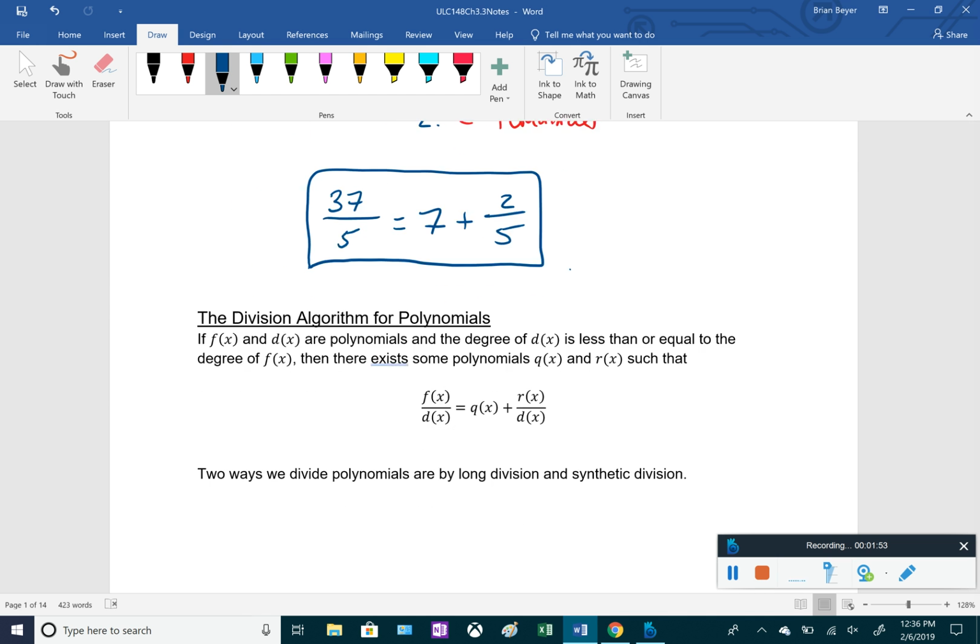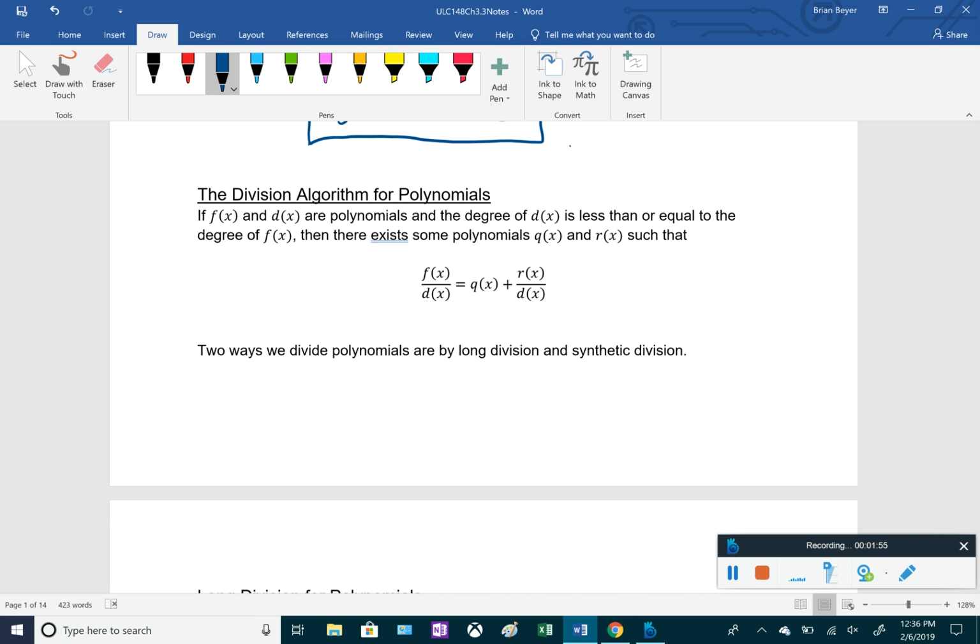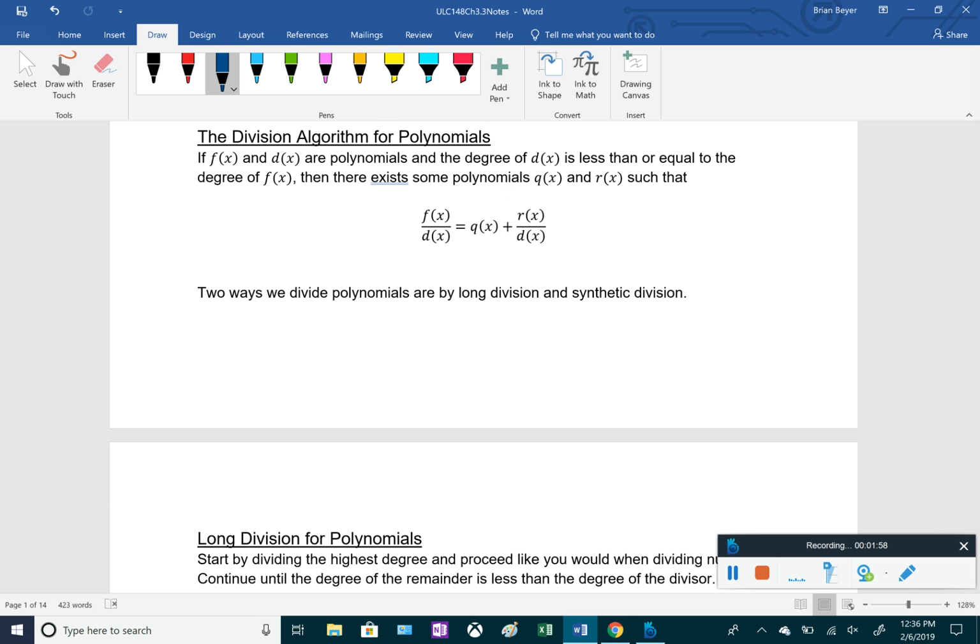So just rewriting the division algorithm to make it look a little bit more confusing, but with functions for polynomials. We have the division algorithm right here. f of x and d of x are polynomials. The degree of d of x is less than or equal to the degree of f of x, so we're just dividing them just like we just did. Then there's going to be some polynomials q and r. q is for quotient, r is for remainder, such that we have this division algorithm. So once again, it's dividend over divisor equals quotient plus the remainder over the divisor.